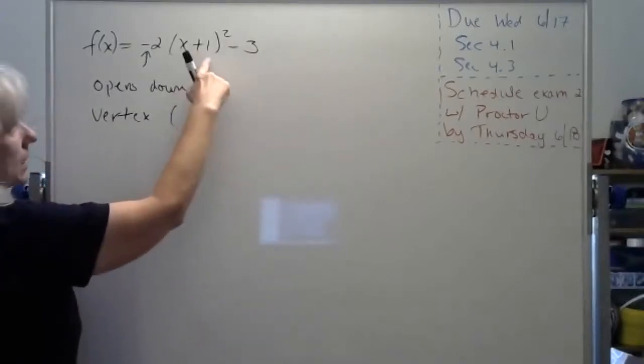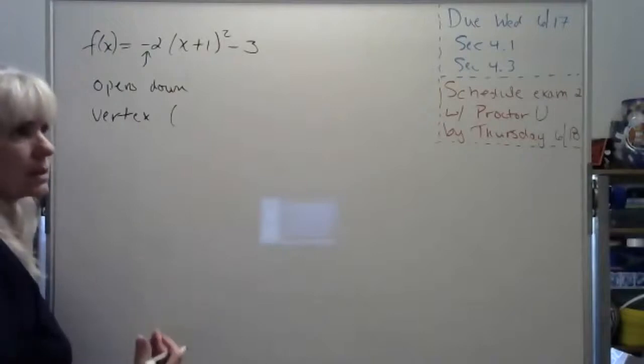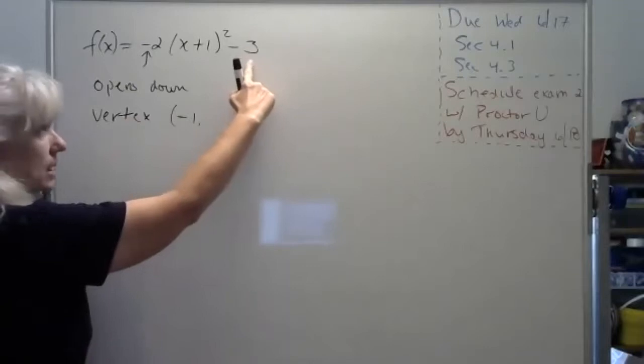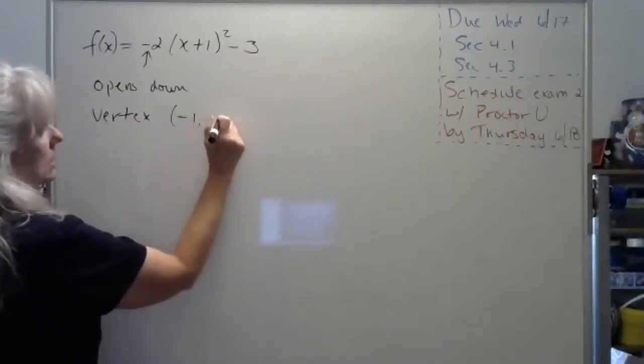Because this is a plus 1, we know that when we pull it out of the parentheses, we do the opposite of what it says. So we're going to call that a negative 1. When it's outside the parentheses, you do exactly what it says. So that's a negative 3.